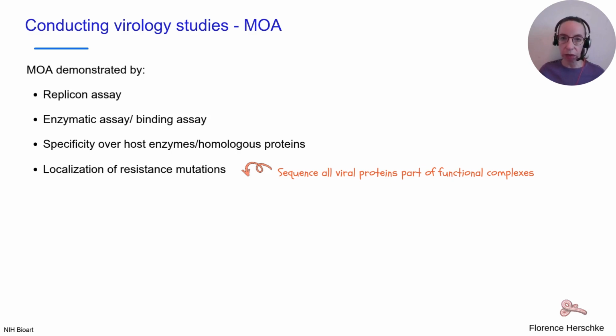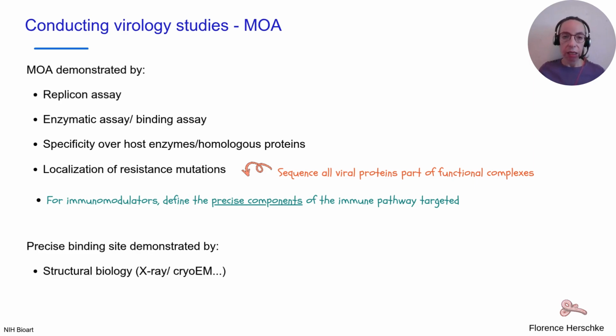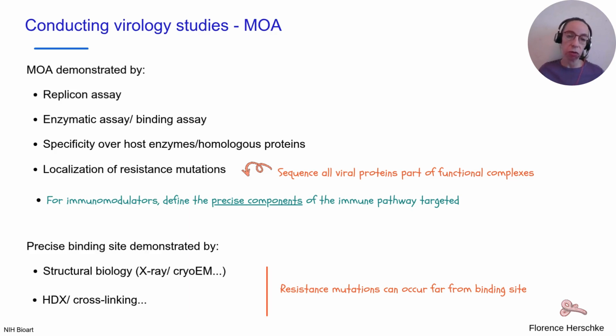If your antiviral of interest is an immunomodulator, meaning it does not directly target the virus but rather boosts or inhibits the immune system, then you need to define the precise components of the immune pathway which are targeted by the compound. You also need to precisely demonstrate what the binding site of your product is. This can either be done by structural biology, X-ray or cryo-EM, or by studies such as HDX or cross-linking.